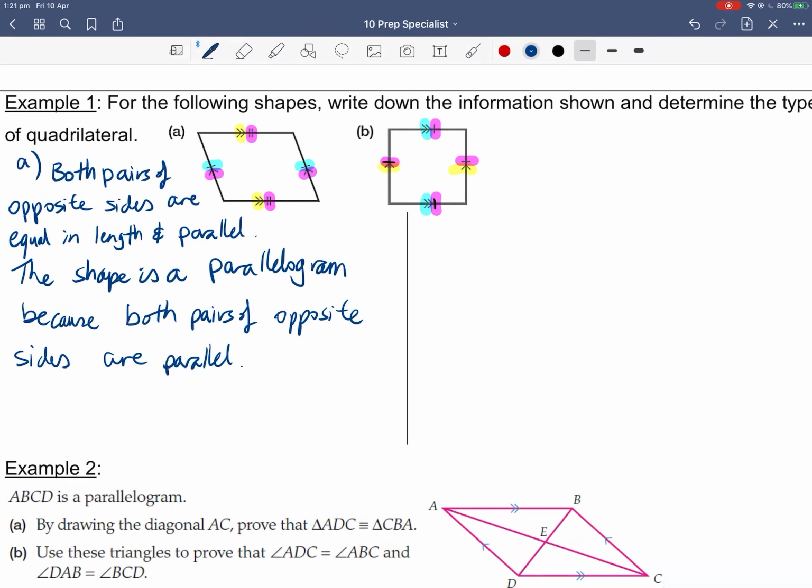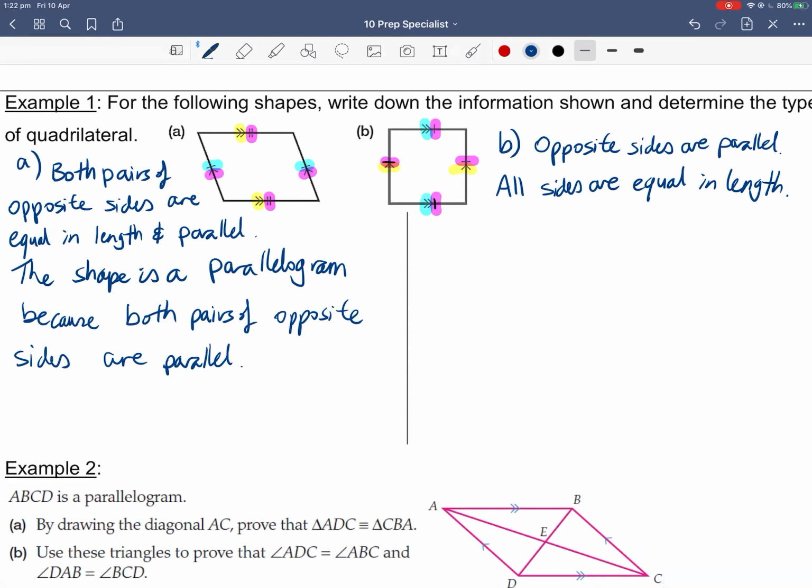So let's write that down. So in part B, we observe that opposite sides are parallel because of the arrows, and we also observe that all sides are equal in length. And that's because of the single dashes.